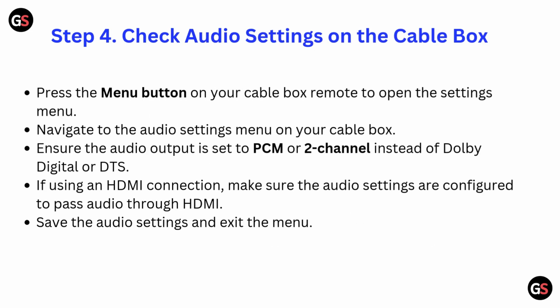Step 4. Check audio settings on the cable box. Press the menu button on your cable box remote to open the settings menu. Navigate to the audio settings menu on your cable box.